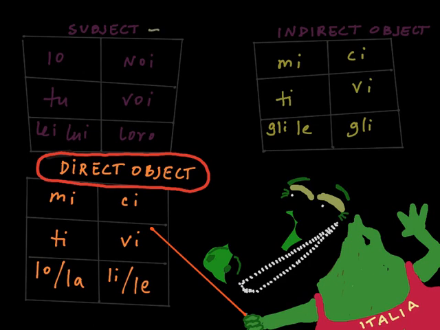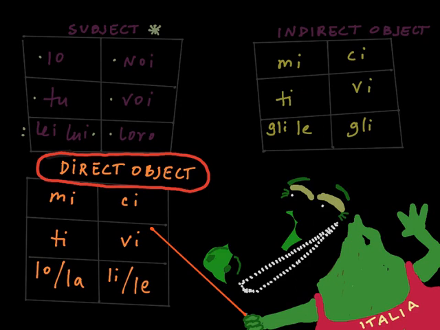So you already know the subject pronouns in Italian. Io, I, tu, you, informal. Lei, she, lui, he. Then lei one more time. Lei means you, sir, or you, madam, as the formal second person. Noi, we, voi, you, plural, loro, they.